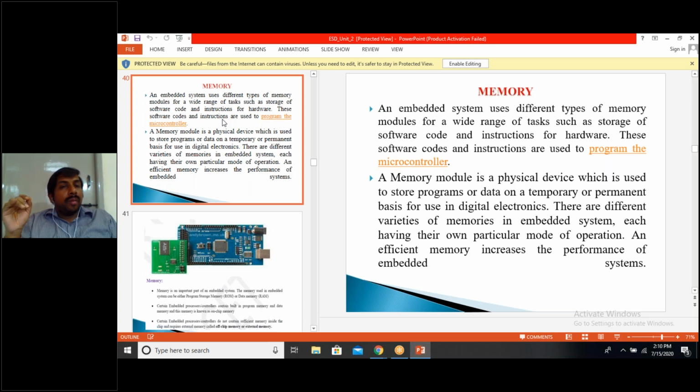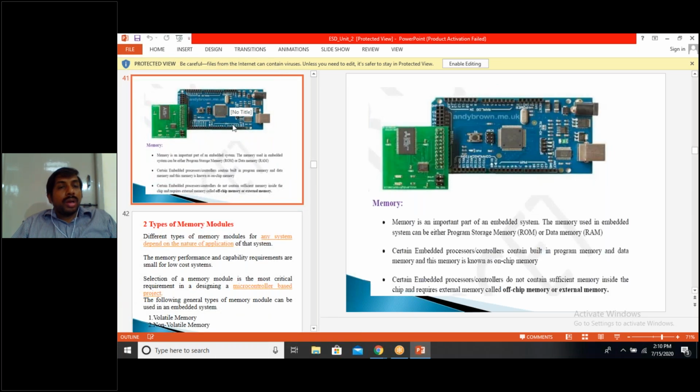Next, coming to memory. What is memory? Memory is a physical device where you store programs. It can be a program memory or a data memory, temporary or permanent. So depending upon the memory, you can store the contents temporarily or permanently. This is an Arduino board connected to a memory. Memory is an important part of your embedded system, because this memory is going to store the contents of your software or firmware. And this memory can be a program storage memory or a data memory.